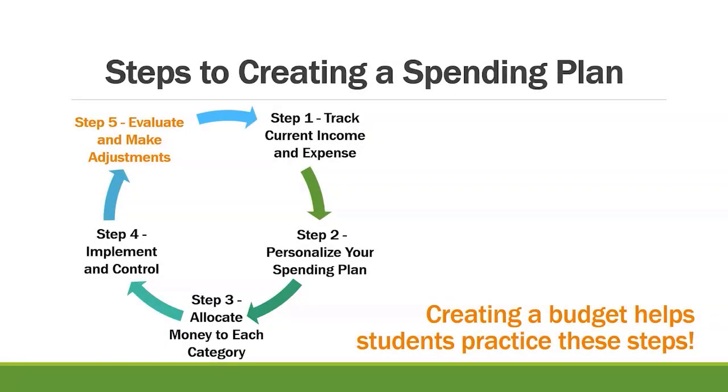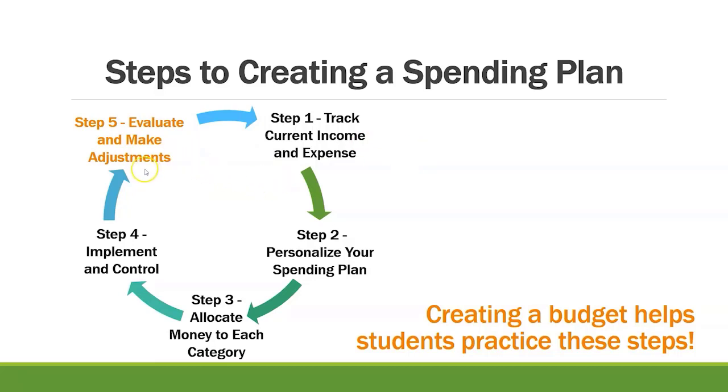It's important to go over the steps to creating a spending plan. Step 1, track current income and expenses. 2, personalize spending plans. 3, allocate money to each category. 4, implement and control. And then 5, evaluate and make adjustments. I've highlighted number 5 in orange so that students understand that that is really the most important step.